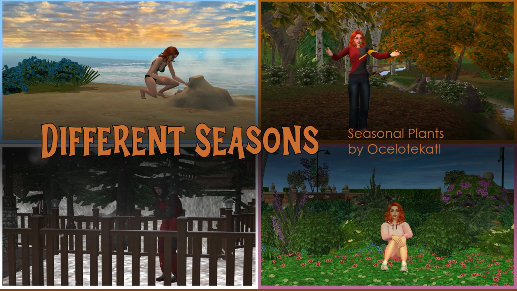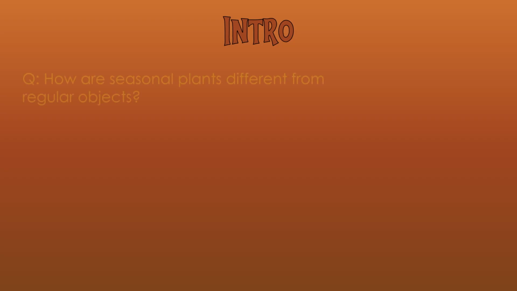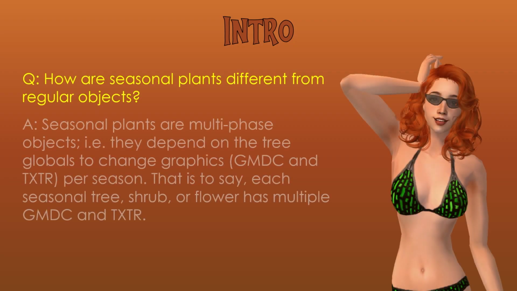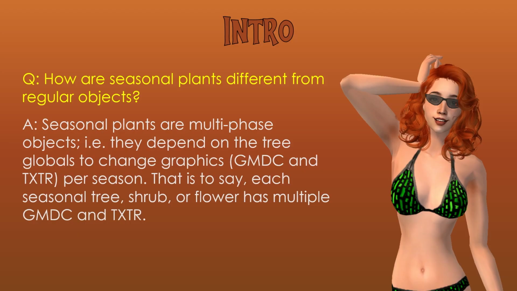This is all about creating seasonal plants. So let's have a look. How are seasonal plants different from regular objects? Seasonal plants are multi-phase objects. That means that they depend on tree globals or plant globals to set the state depending on the season. And in this case, they have different GMDC and TXTR for each season.